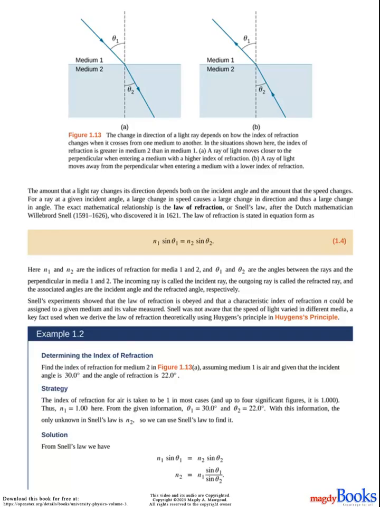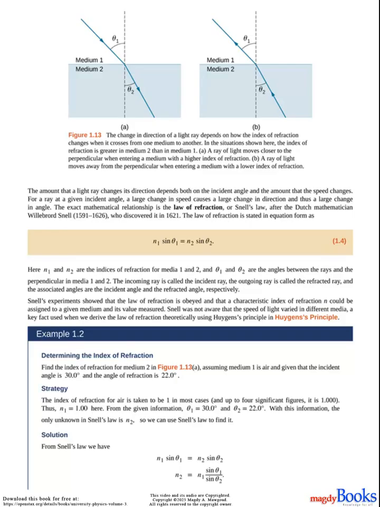Example 1.2. Determining the index of refraction. Find the index of refraction for medium 2 in figure 1.13a, assuming medium 1 is air, and given that the incident angle is 30.0 degrees and the angle of refraction is 22.0 degrees. Strategy. The index of refraction for air is taken to be 1 in most cases, and up to 4 significant figures, it is 1.000.